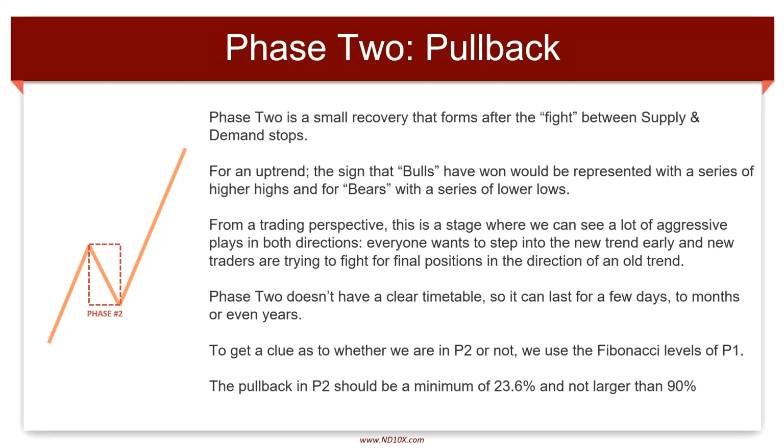Phase 2, pullback. Phase 2 is a small recovery that forms after the fight between supply and demand stops. For an uptrend, the sign that the bulls have won would be represented with a series of higher highs, and for bears, with a series of lower lows. From a trading perspective, this is a stage where we can see a lot of aggressive plays in both directions. Everyone wants to step into a new trend early, and new traders are trying to fight for final positions in the direction of an old trend.